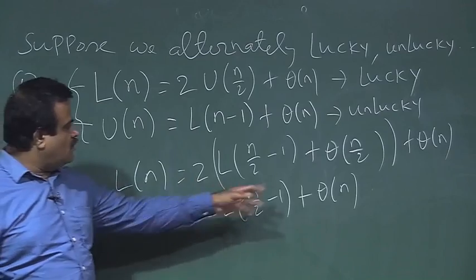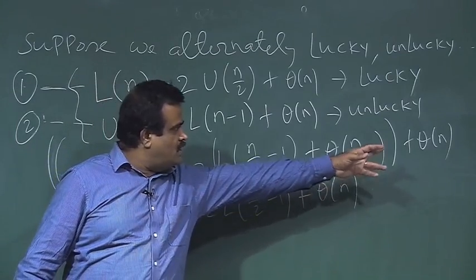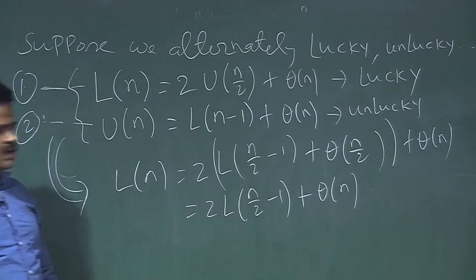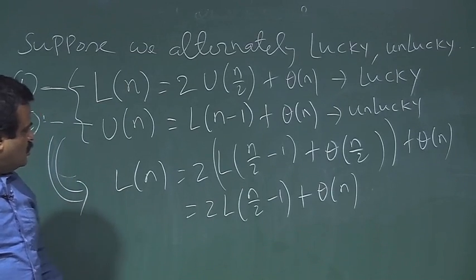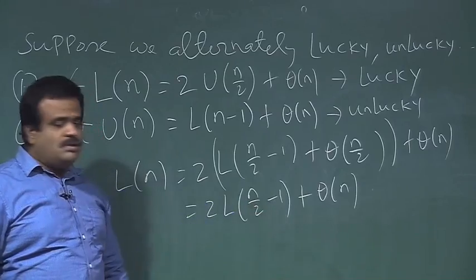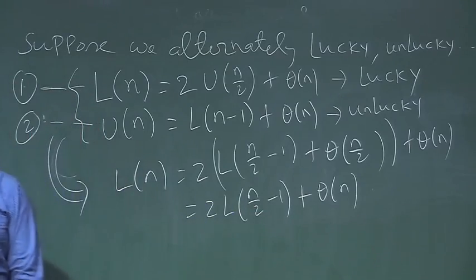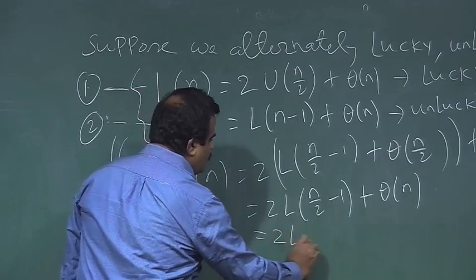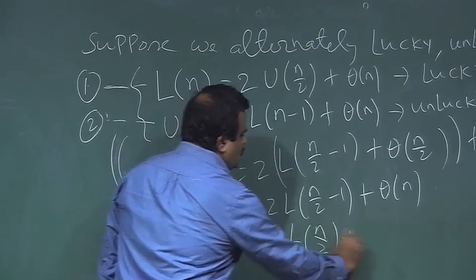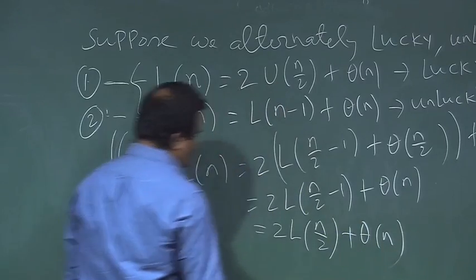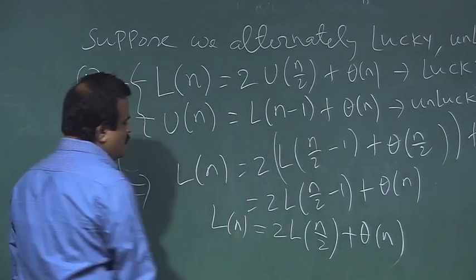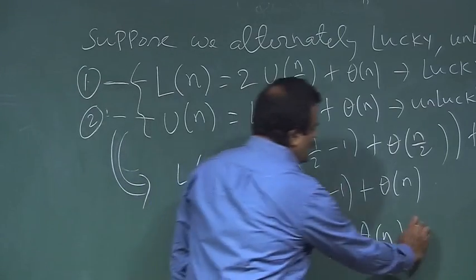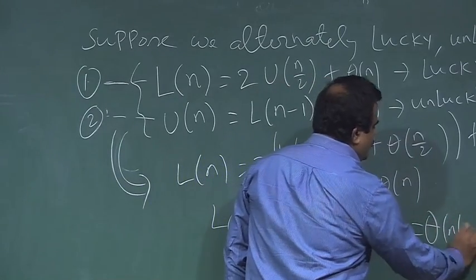Because this 2 of theta of n by 2 will be combined with the theta of n, and together it will give us theta of n. Now this minus 1 plays a role of rounding off, I mean lower ceiling or upper ceiling. So we can easily write this as 2 of L of n by 2 plus theta of n. So this is basically our L of n, the recurrence for time complexity. This will give us a solution of order n log n.